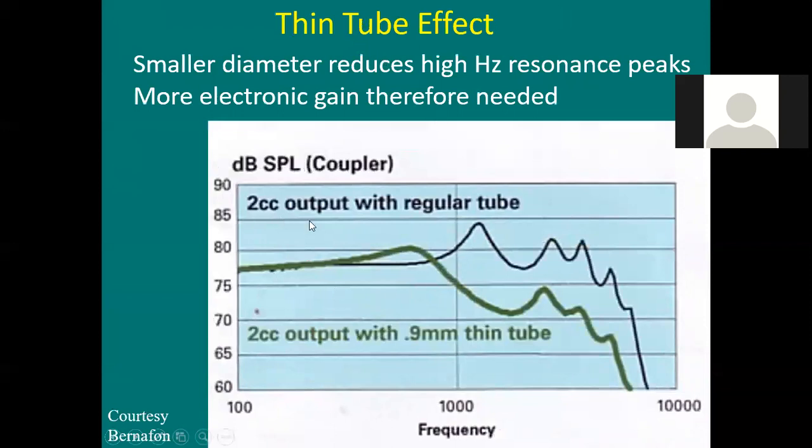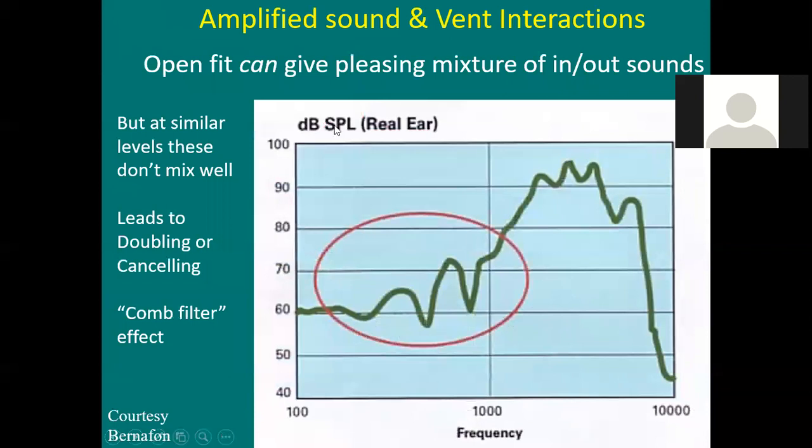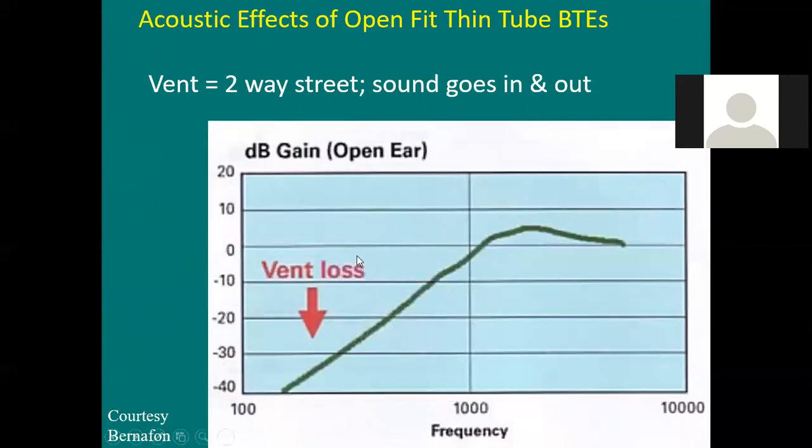Remember, with regular tubing, you might have this frequency response, number 13 tubing, 2 millimeters diameter. Thin tube, less than 1 millimeter diameter, you're going to cut off your highs. That's the demo I was showing you with the horn there. Amplified sound and vent interaction. So let's jump back 2 slides. Here's your vent. It's letting out the lows.